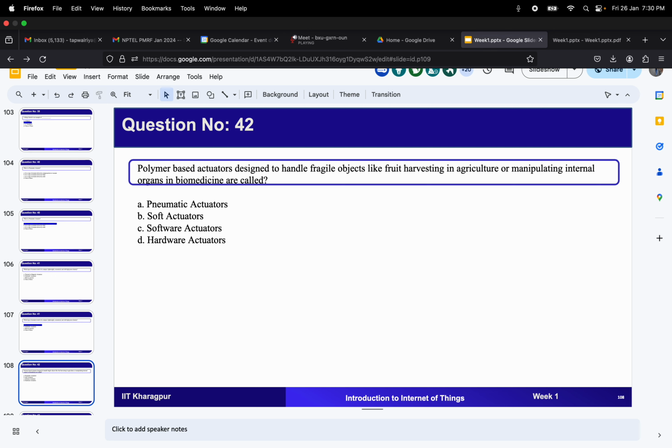Next question is, polymer-based actuators designed to handle fragile objects like fruit harvesting in agriculture or manipulating internal organs in biomedicine are called. Options are pneumatic actuator, soft actuator, software actuator, hardware actuator. Anyone? Soft actuator, but I don't know the reason. It's just a guess. Soft actuator is correct.